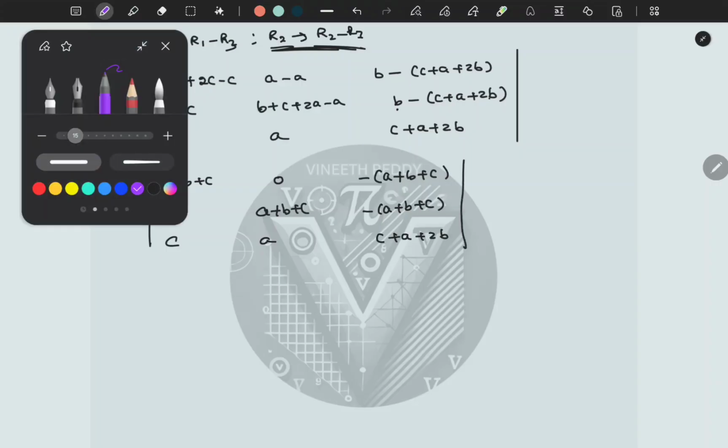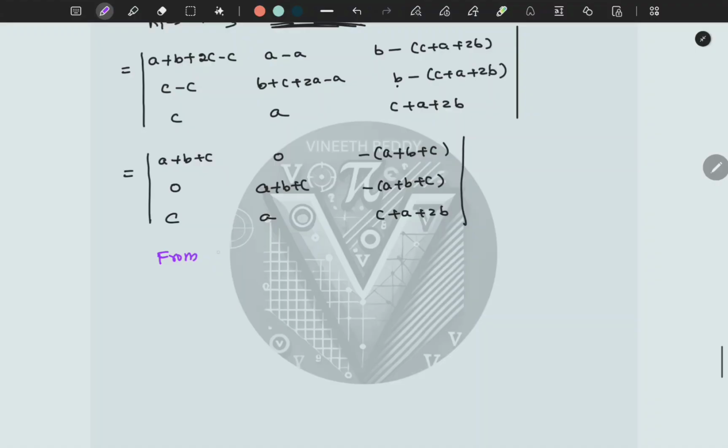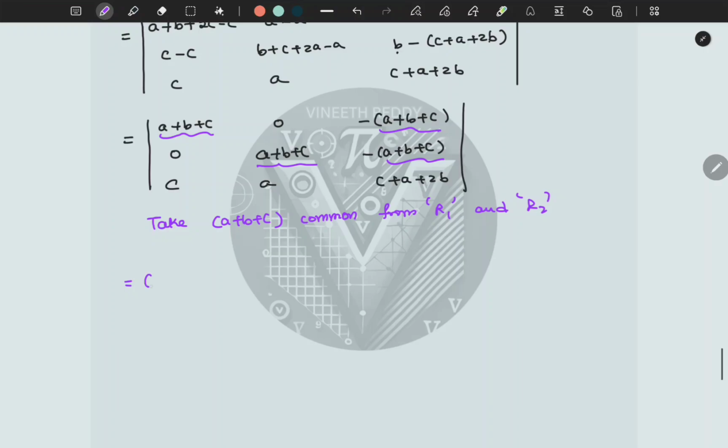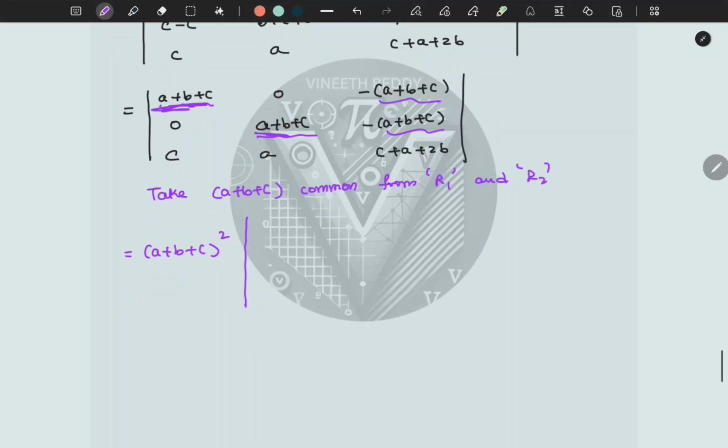Now we will do one thing. Now what can be taken common? Take a plus b plus c common from row 1, not just row 1, from row 2 as well. So what will I get? A plus b plus c. I'm taking it twice now, so I'll be getting square. You should not write 2 times a plus b plus c. Since I'm taking a plus b plus c common from row 1 as well as row 2, I'll be getting a plus b plus c into a plus b plus c. So here I'll be getting 1 0 minus 1, since we are taking that common, 0 1 minus 1, and here c, a plus 2b plus c.